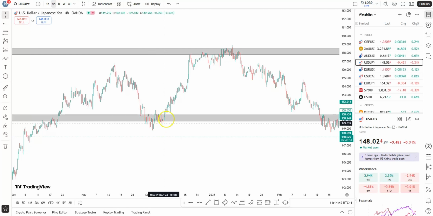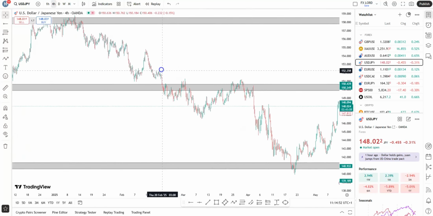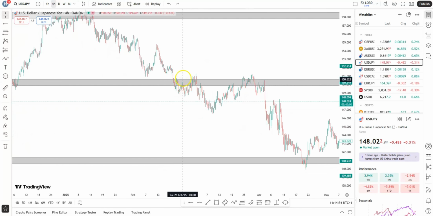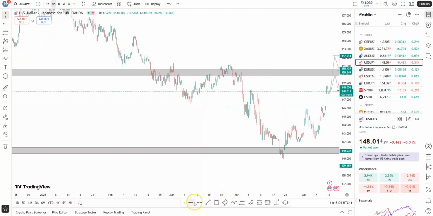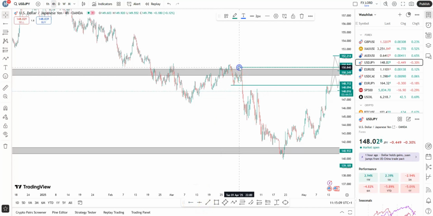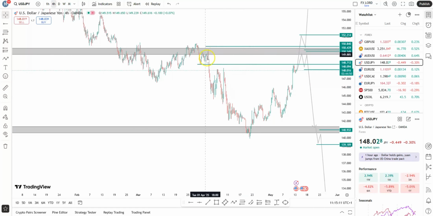Price came from this level and tapped into the resistance level. Once it came to the resistance level, it retraced back. So you want to look out for a breakout and a retest. You would have just waited for the retest of this area. Market breaks out, you get in here with your stop loss just above the retest, and you trade all the way down here. So this is how to trade support and resistance.